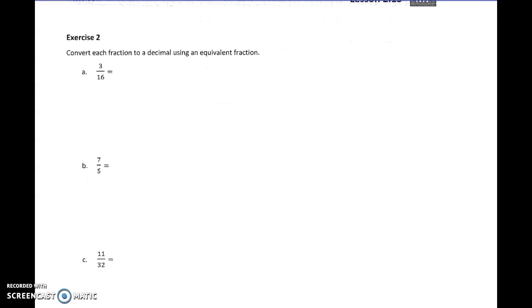What happens when we have something like 3/16? What do we do with 3/16? Well, I want you to remember that this right here, and we're not going to be using an equivalent fraction for this one. There is a way to do it, but I want to show you this other way. This really means division. This really means 3 divided by 16.